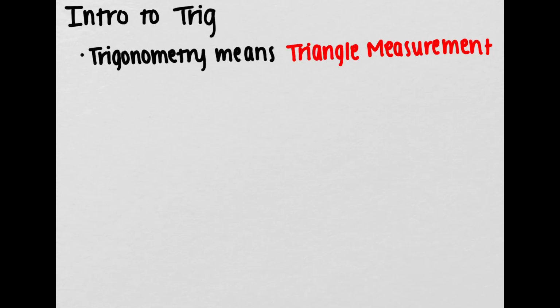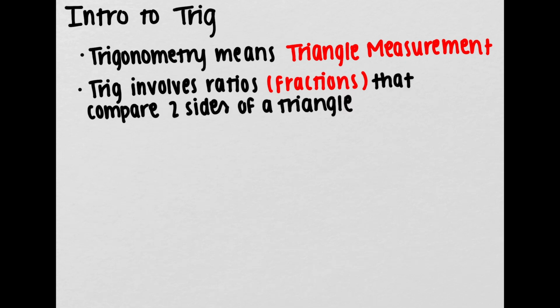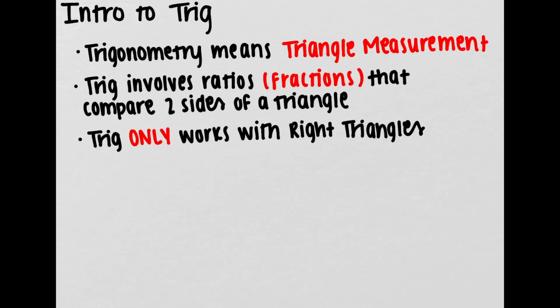Alright, so we just closed out our special right triangles unit. We're now going to start in on trig. So the first thing for you to know is that trigonometry, which is the long word for trig, means triangle measurement. It's also important for you to know that trig involves ratios, which we refer to as just fractions. And these ratios or fractions compare two sides of a triangle. And then just like special right triangles, trig only works with right triangles.